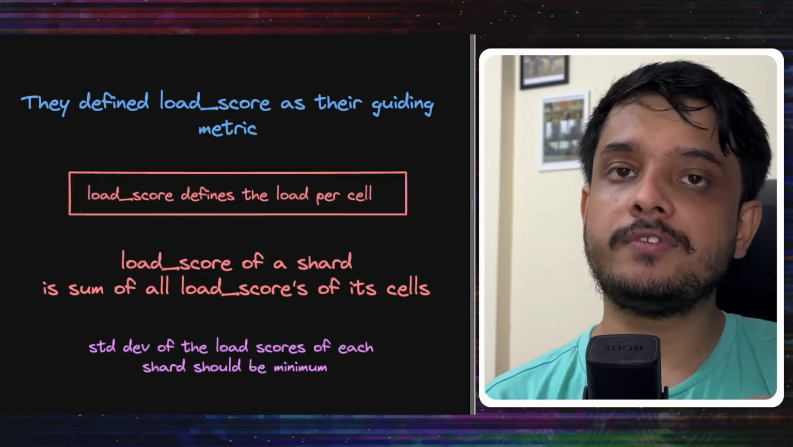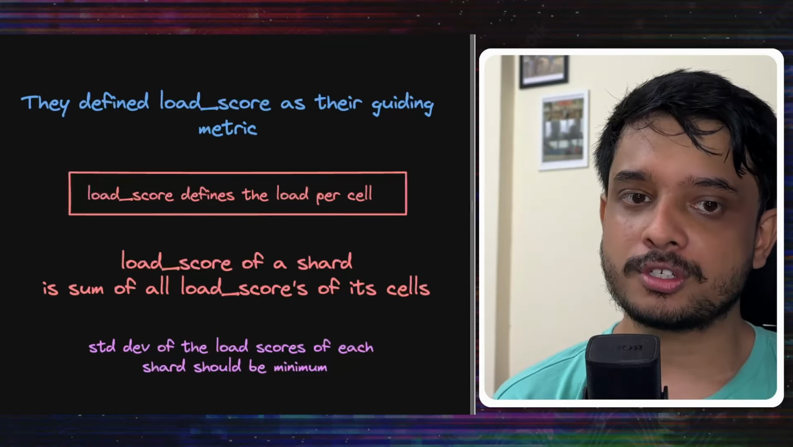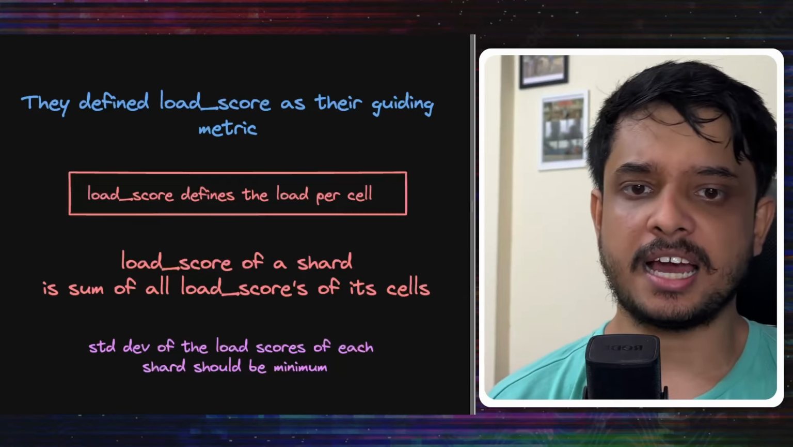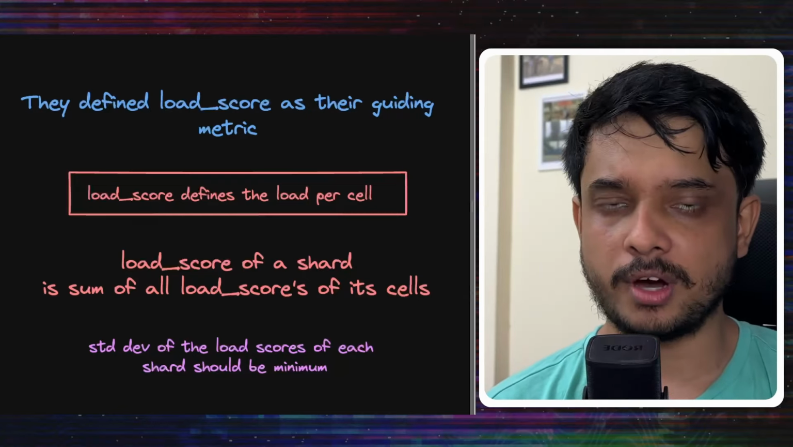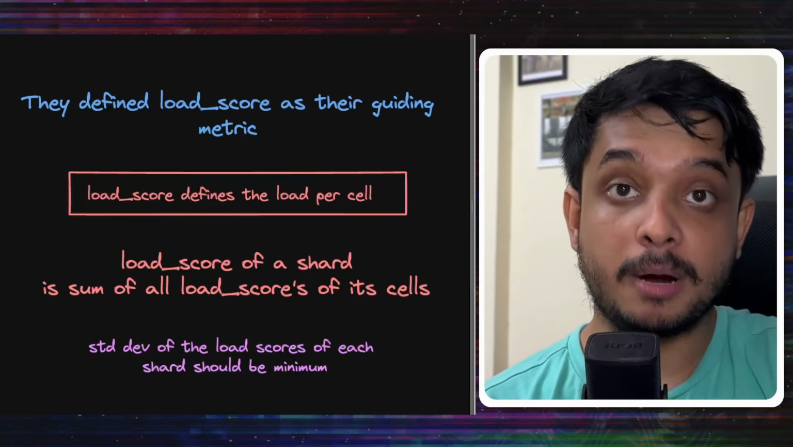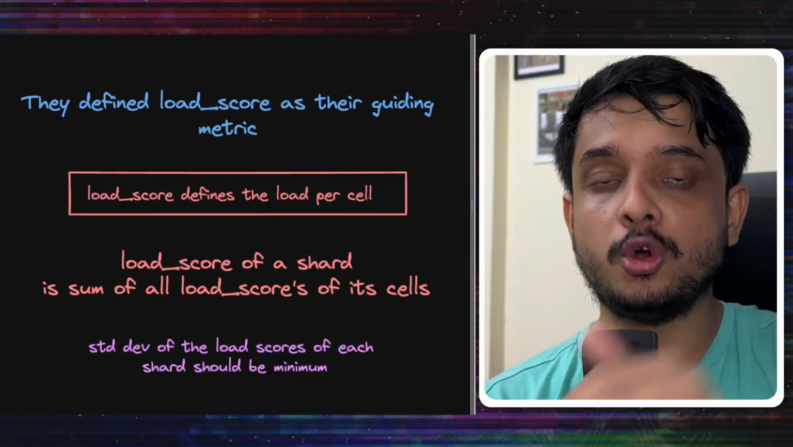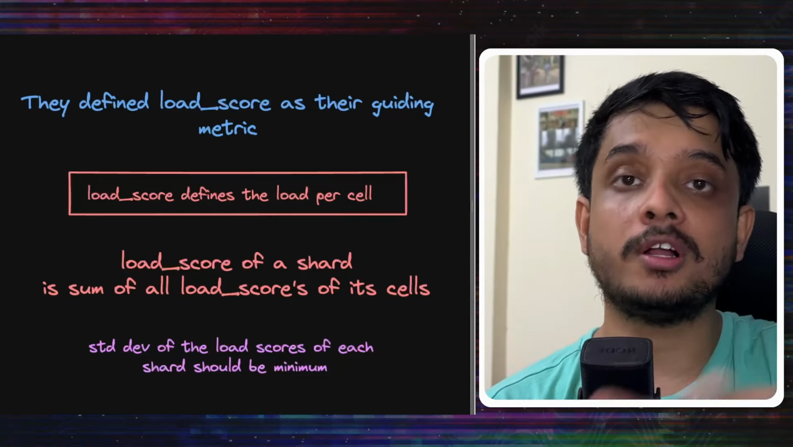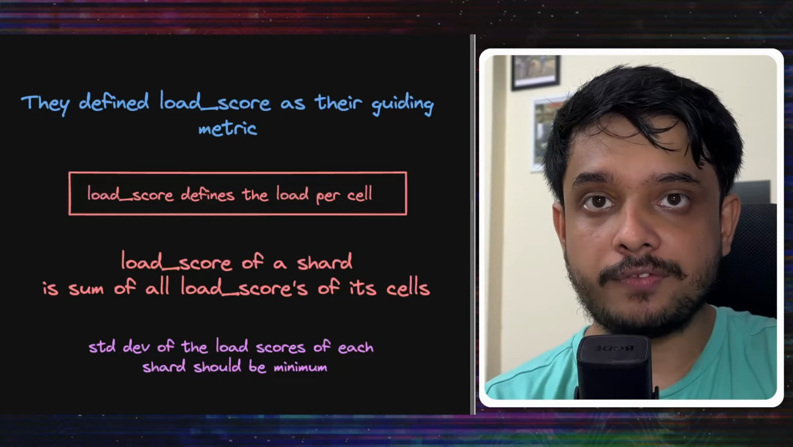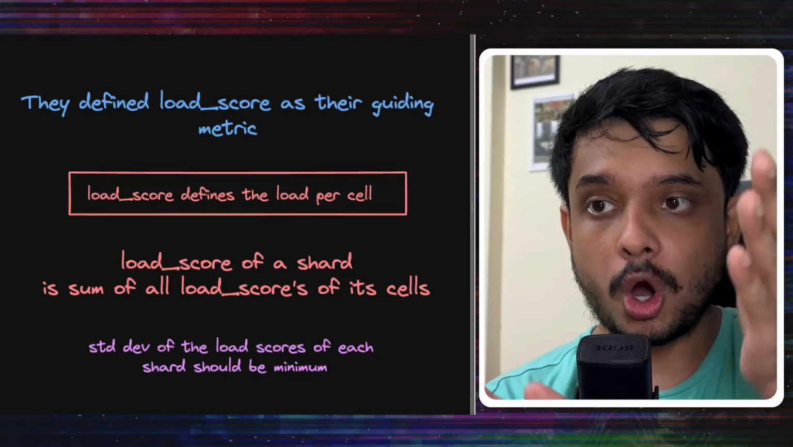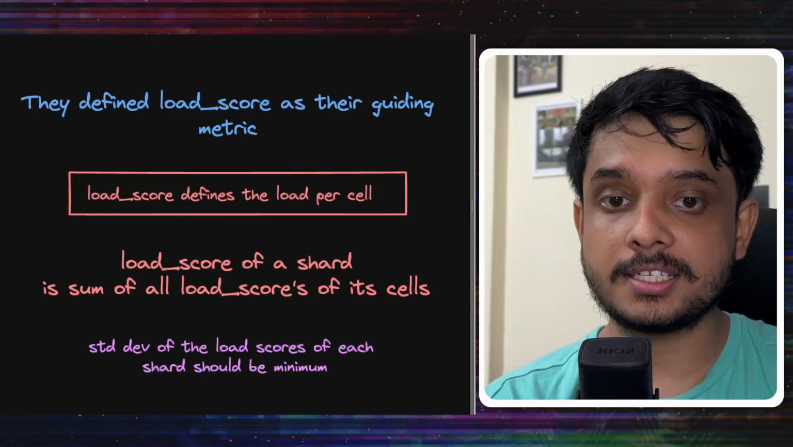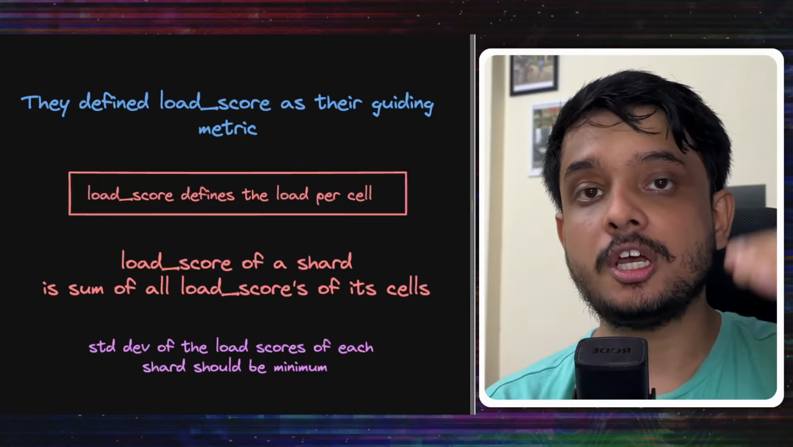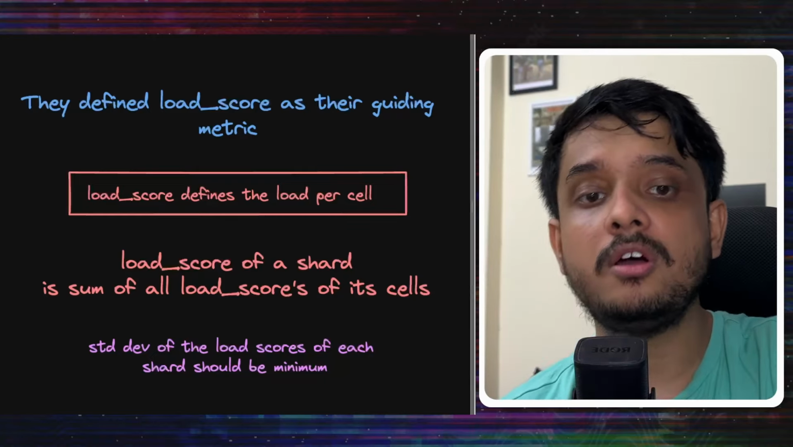Now, they did not give the exact formula for the load score, but it can be based on things like the number of users, number of queries in 1 hour, etc. If a shard has multiple cells, the load score of the shard would be the sum of the load scores of all the cells that it contains. Now they find the standard deviation of the load scores of all the shards, and the lower the standard deviation, the more equal is the load on all the shards.